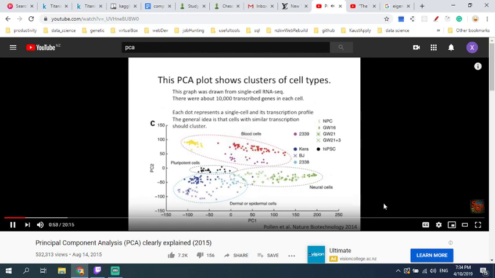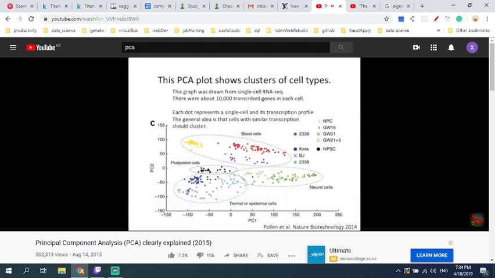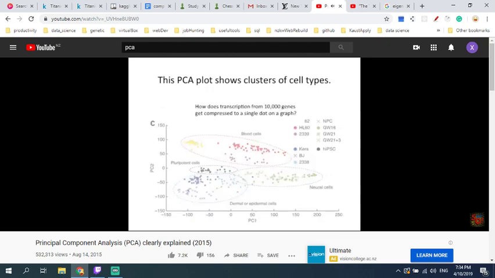And each dot in this graph represents a single cell and its transcription profile. The general idea is that cells with similar transcription profiles should cluster. And we sort of see that in this graph. We see that blood cells form one cluster that's different from pluripotent cells, which is different from neuronal cells, and dermal or epidermal cells. So the big question is, how does transcription from 10,000 genes get compressed into a single dot on a graph? The answer is PCA.